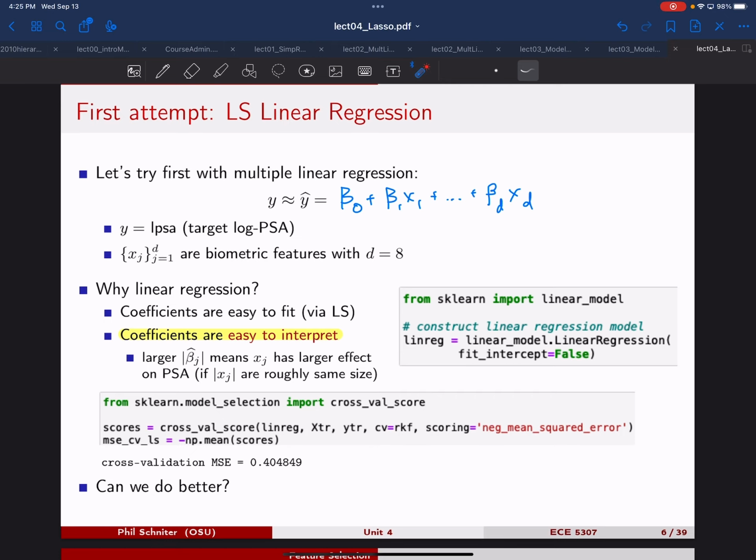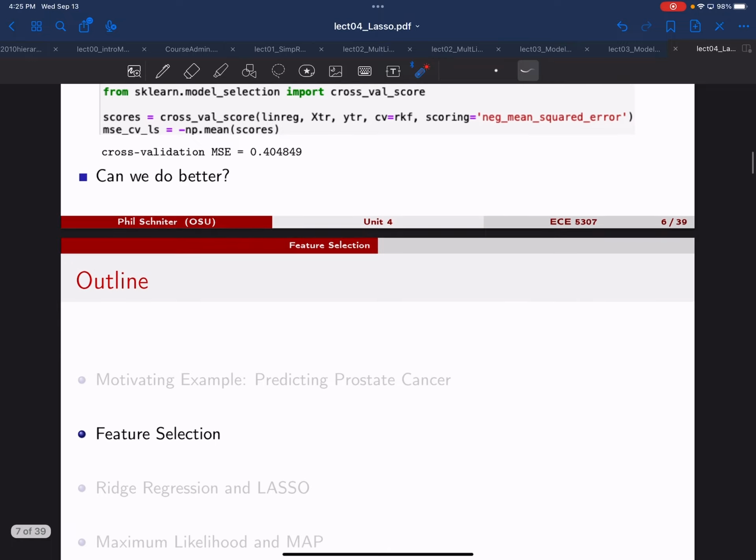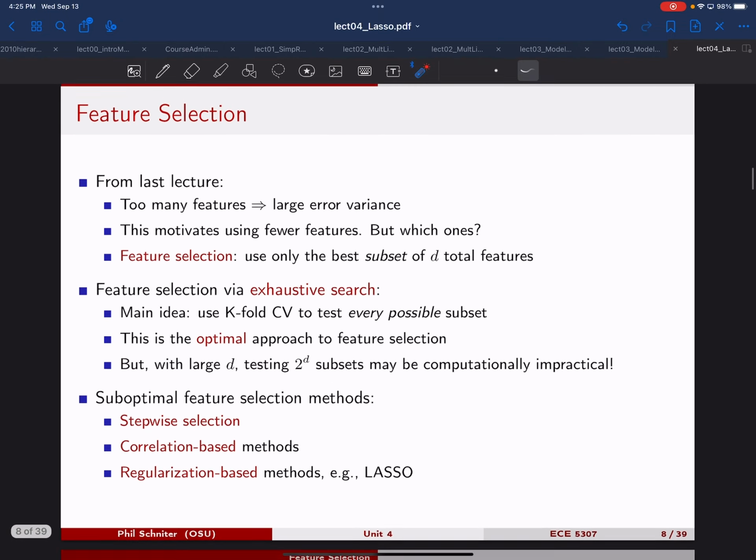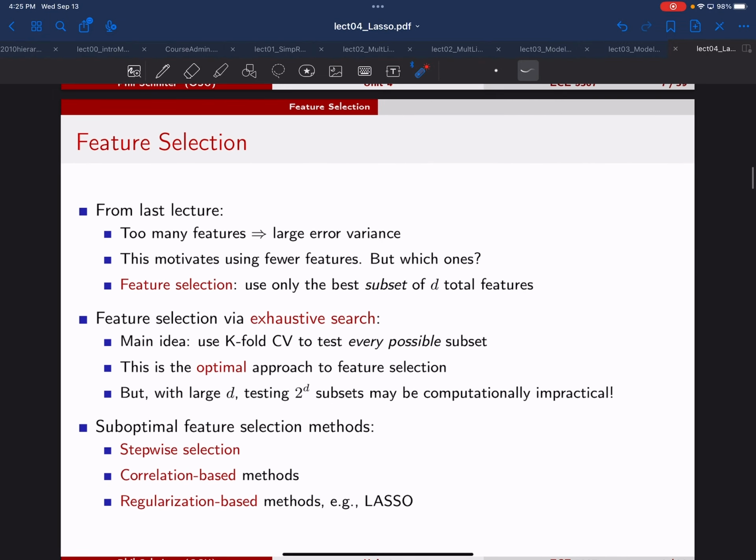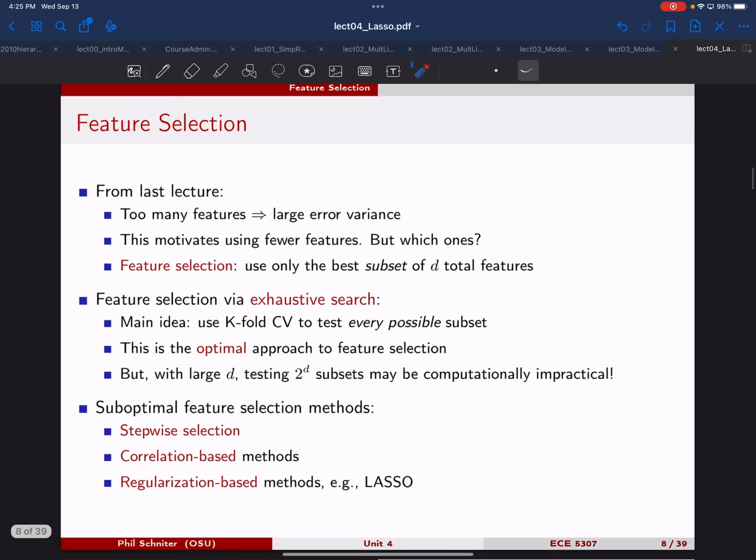Okay, great. Any other questions? Okay, so let's look at feature selection then. The motivation from the last unit: too many features, large error variance, so can we reduce the number? The question is, which ones do we use?